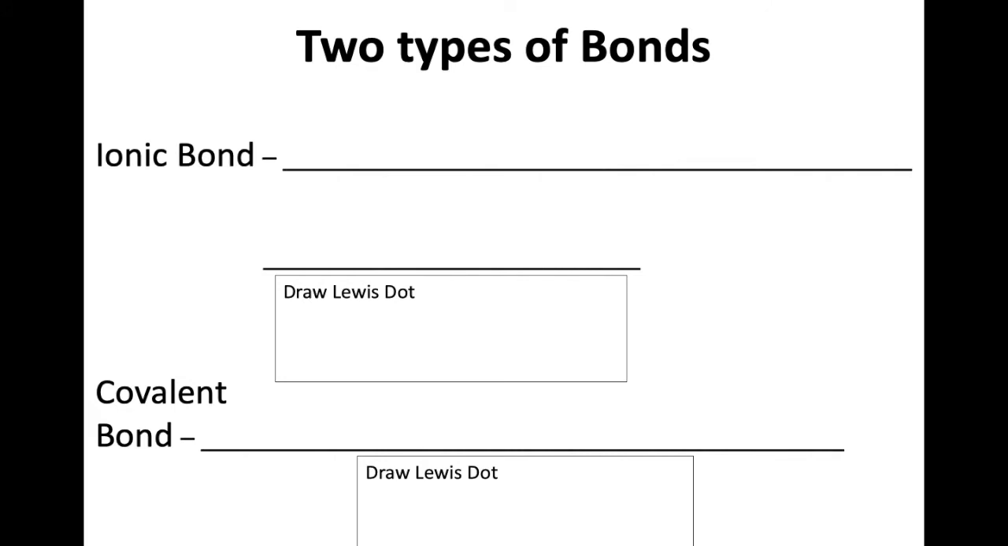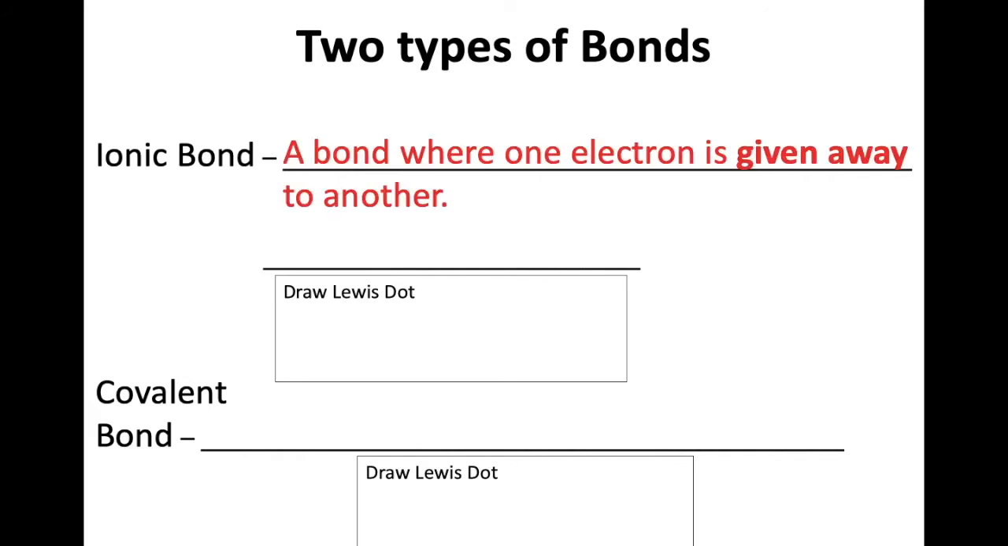We're going to learn about 2 different types of bonds today. There's one called an ionic bond, and there's one called a covalent bond. Now, if you ever take chemistry, you're going to go really deep into these topics. We're just brushing the surface, helping you become familiar with that terminology. So an ionic bond is a bond where electrons are being given away to one another. They're actually getting rid of the electron and giving it away.